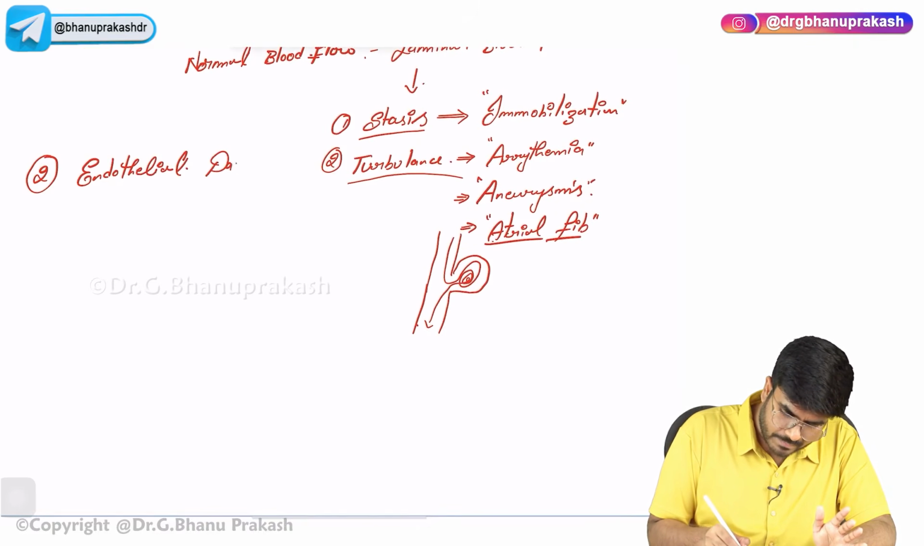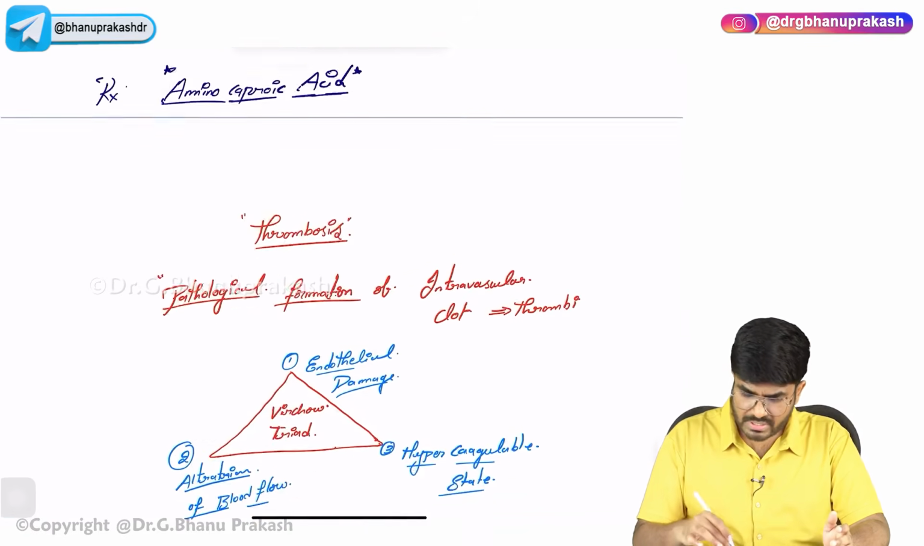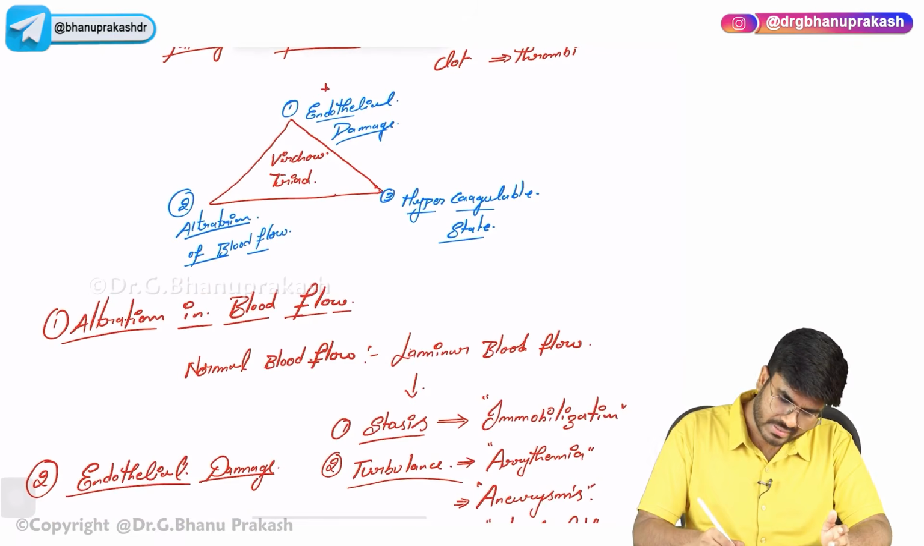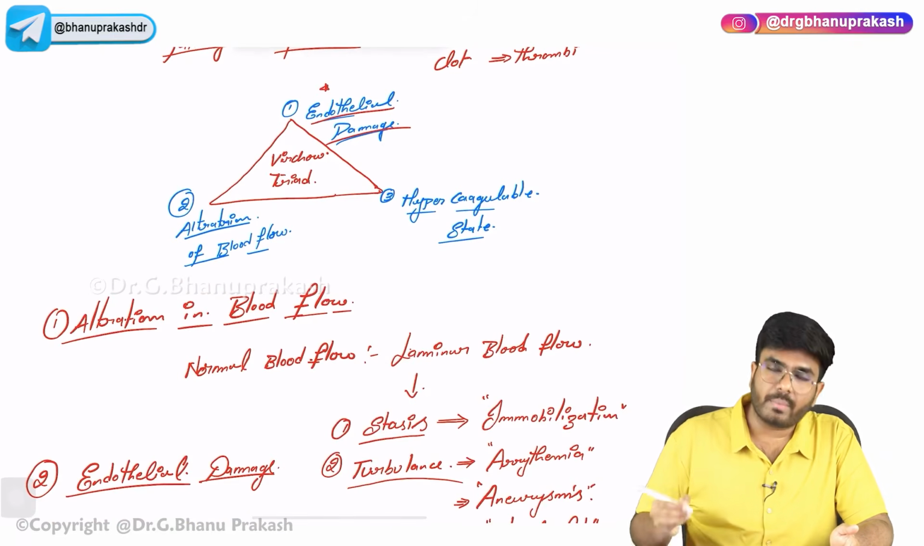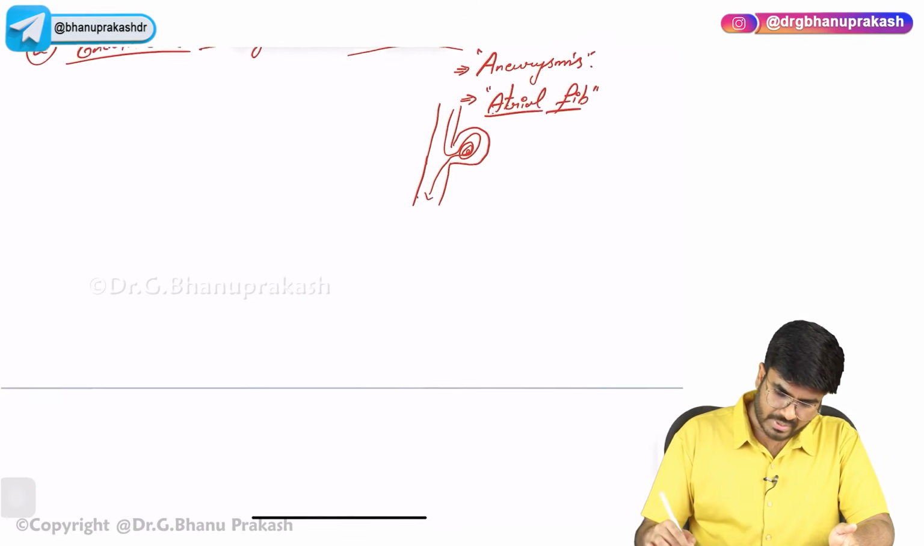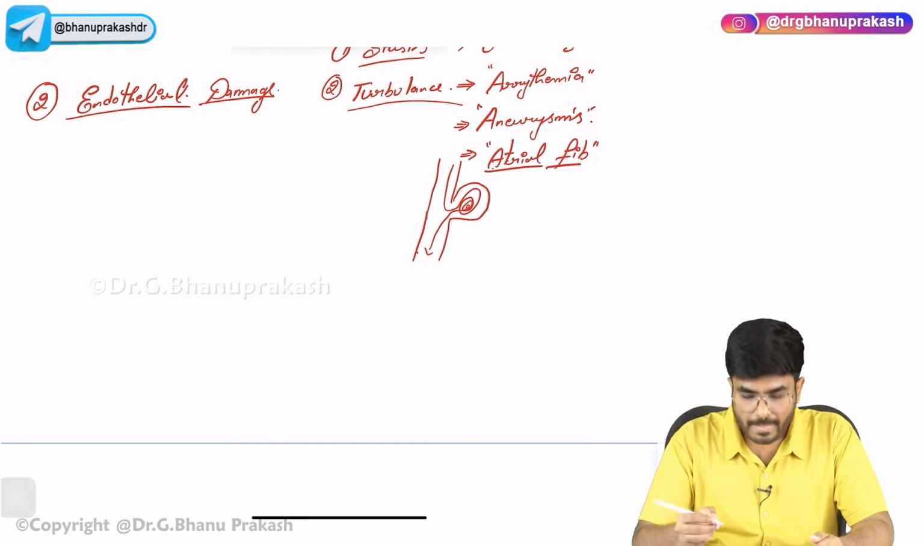Endothelial damage. Some students will get confused: what is this endothelial damage? Now we are discussing the endothelial damage. Alteration of the blood flow is completed. Now I am discussing the endothelial damage. Why is the endothelium getting damaged, sir? What are the causes? What do you think?